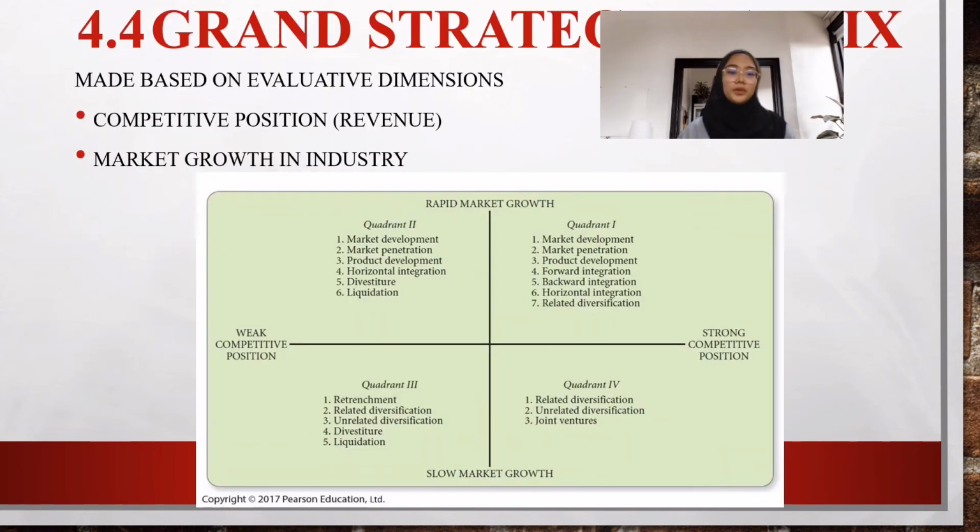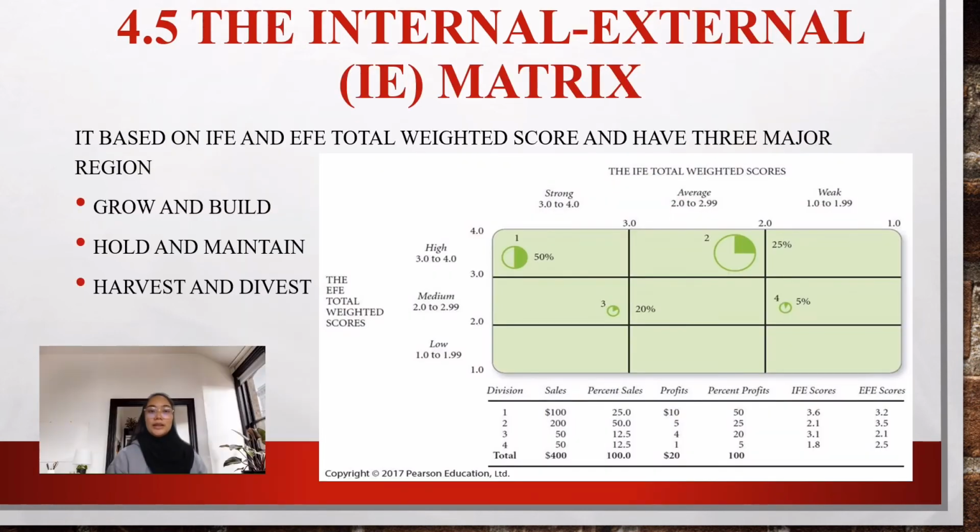For the next part, 4.4, growth strategic metrics. These measures are made based on the evaluation of two dimensions, which are market growth and also competitive position. For the next part, I will explain more about the internal external metrics, which is also known as IE metrics. These metrics are based on two key dimensions, for example, IFE total weighted score and EFE total weighted score. These metrics are also based on three major regions, including grow and build, hold and maintain, and harvest or divest.